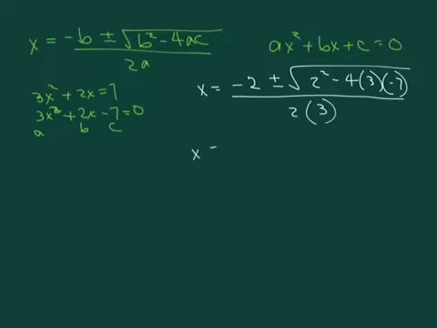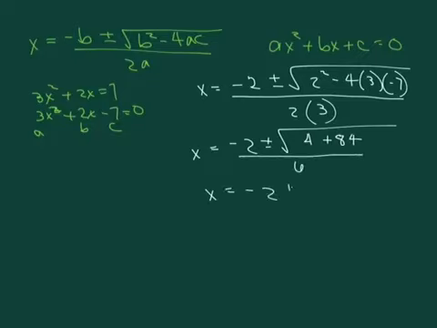Okay, so we get x equals negative 2. We're going to do what's in the square root sign first. 4, 12, 84, is that right? And that's going to be over 6, so x equals negative 2 plus or minus the square root of 88 over 6. Okay, and 88 can be broken down.